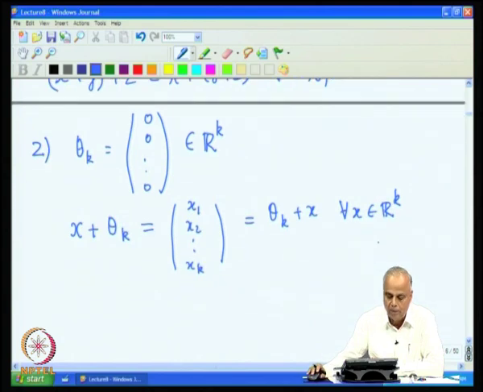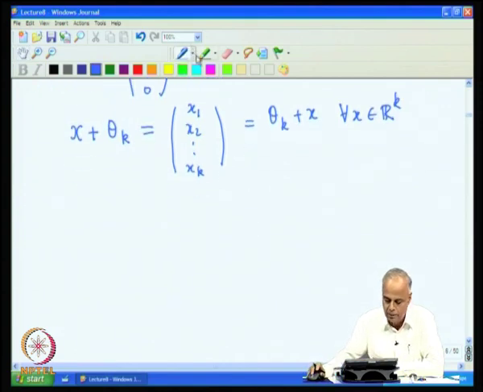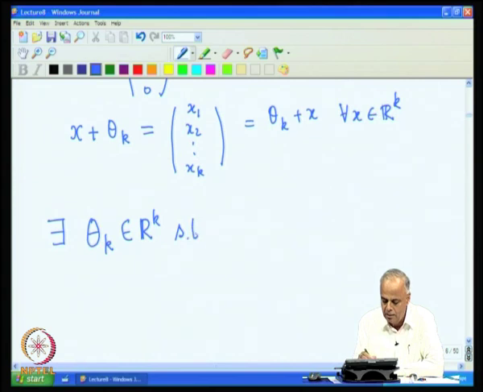So, the property that we observe is that the 0 in the real numbers induces a 0 in R k, in the set of column matrices. So, this is the conclusion we have, that is, there exists a column matrix theta k in R k such that x plus theta k is equal to x, which is equal to theta k plus x, for every x in R k.